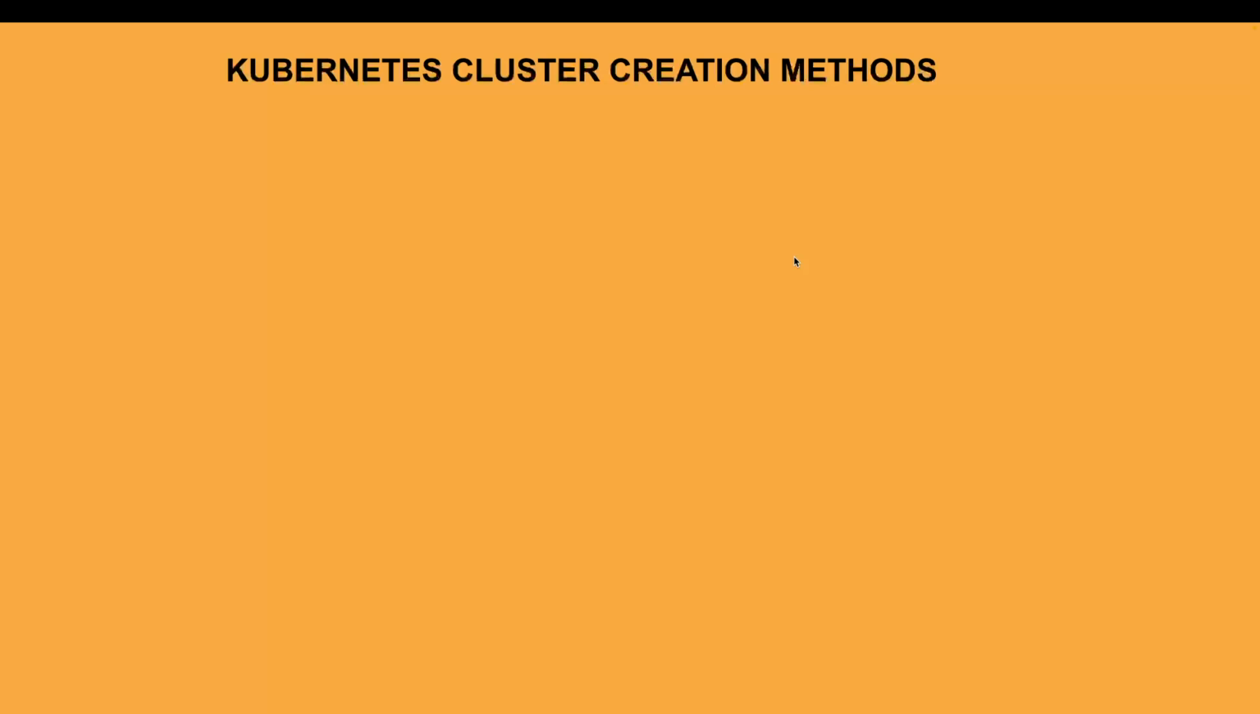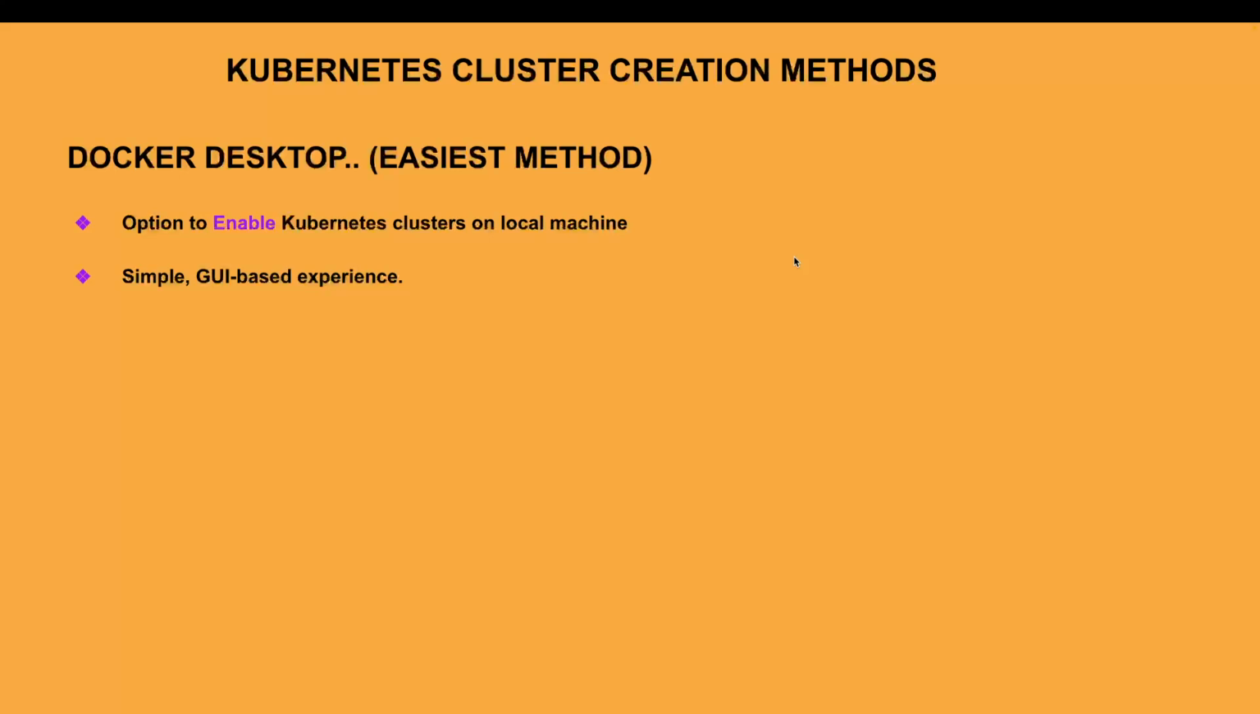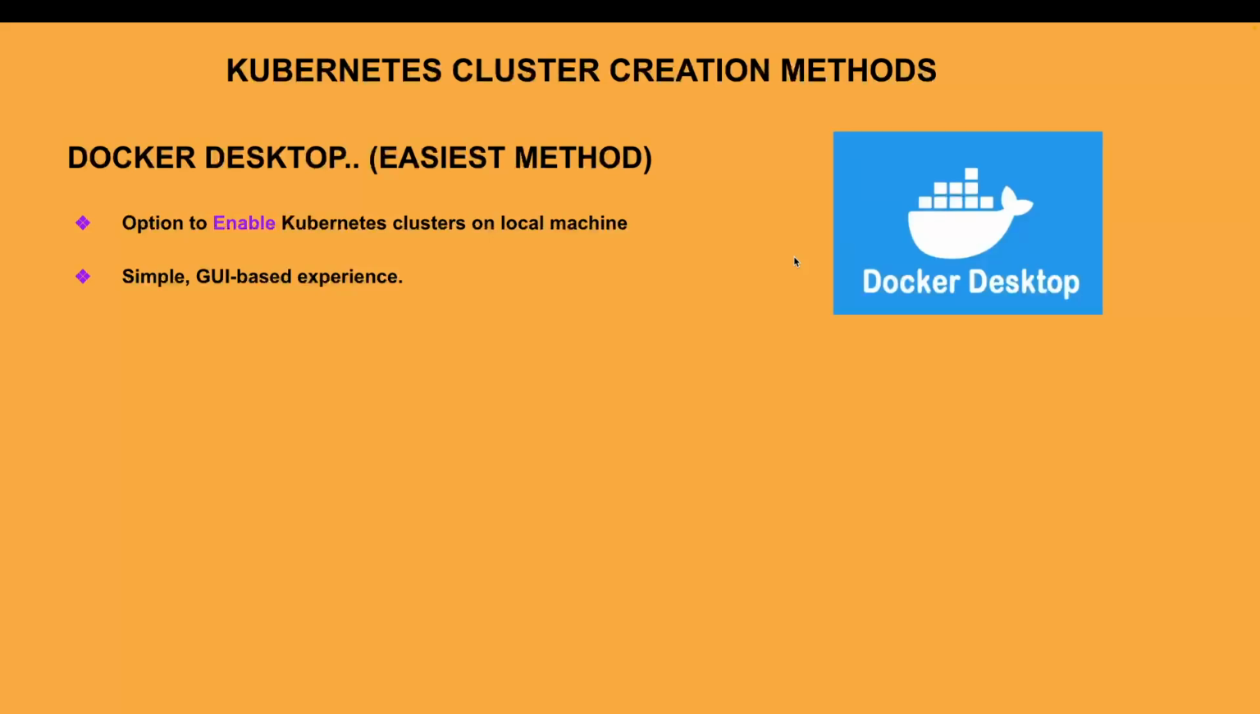There are different methods of creating a cluster for home labs and testing, but I'll give you the two easiest methods. The first is Docker Desktop. You can install Docker Desktop and then enable a Kubernetes cluster on the local machine. It's a simple GUI-based experience, and it's a free version, just for a single user. This is the easiest method to quickly install a Kubernetes cluster.